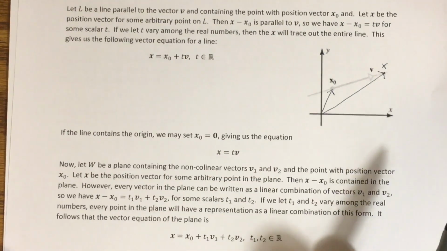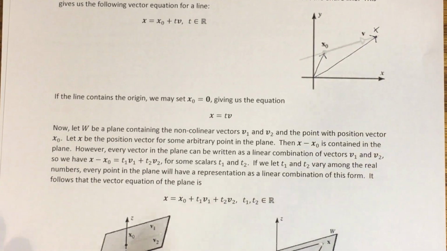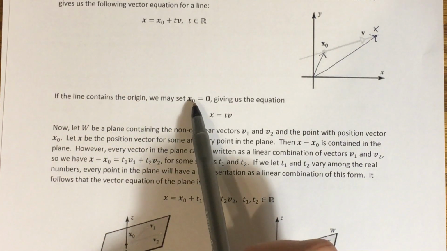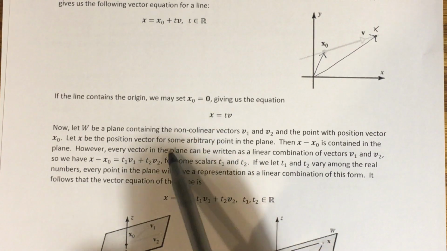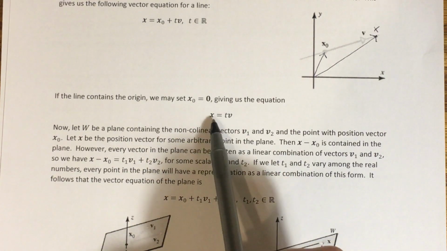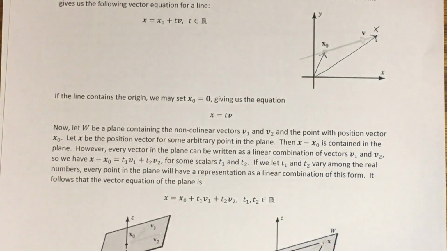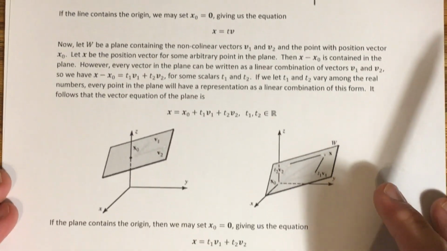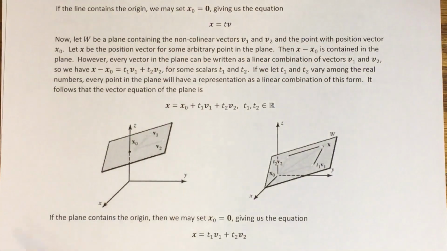Okay? As we did in the previous section, we single out the case where the line passes through the origin. In the event that the line passes through the origin, we could use the origin as our known point, which would have a position vector of the 0 vector, and our equation simplifies down to x equals tv, like this.